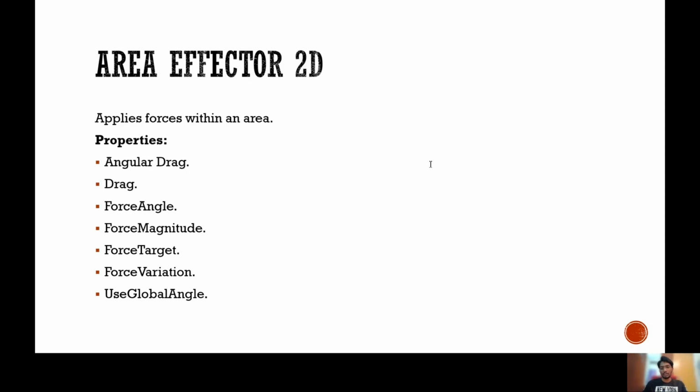So properties. Angular drag. The angular drag to apply to rigid bodies. Drag. The linear drag to apply to rigid bodies. Force angle. The angle of the force that is applied. Force magnitude. The magnitude of the force to be applied. Force target. The target where the effector applies any force. Force variation. The variation of the magnitude of force to be applied. Use global angle. Should the force angle use global space?